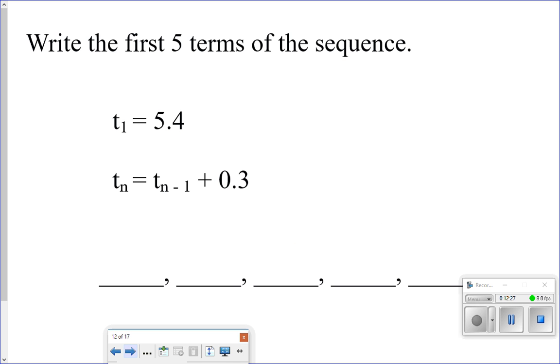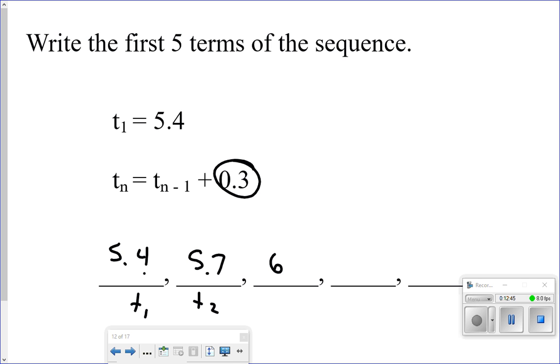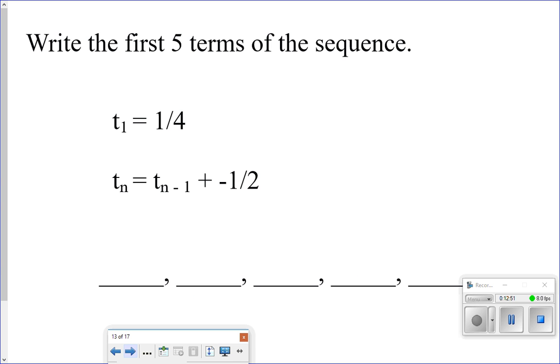All right, on this one we have the first term of 5.4, and your common difference is 0.3. So what this rule says is that here's your second term, here's your first term. To get the second term, I'm adding 0.3 to get to the next term. So that's 5.7, 6, 6.3, and 6.6. Let's have you go ahead and pause the video, and I want you to try to write down these terms in this sequence. So pause the video now.